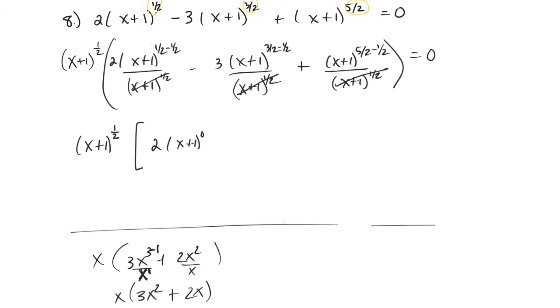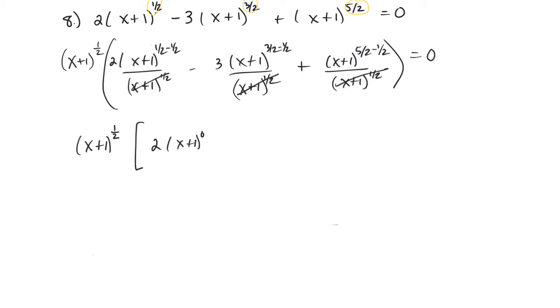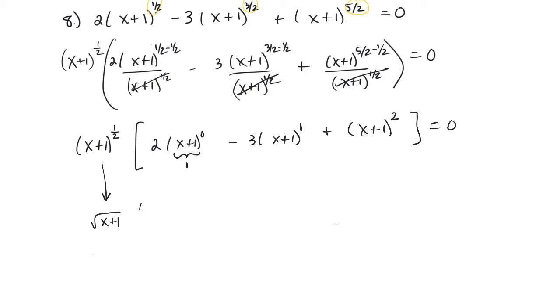What is anything to the 0? Give you a second to think while I erase. Anything to the 0 is just 1. Now, 3 times x plus 1, 3/2 minus 1/2, that's 2/2, which is just 1. And then we have x plus 1, 5/2 minus 1/2, that'd be 4/2, which simplifies down to 2. Here, taking something to the 1/2, that's the same thing as taking the square root of it. This is just 2 times 1, so that's 2.